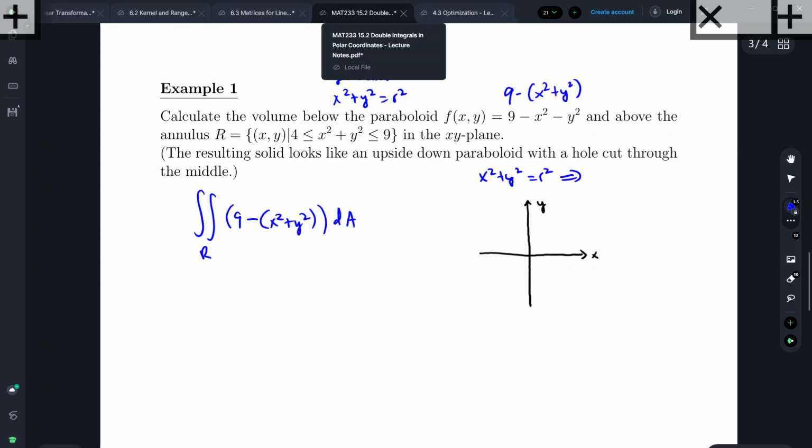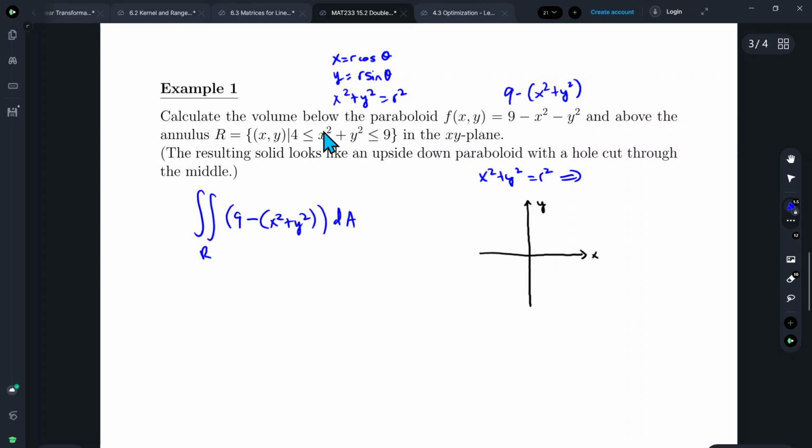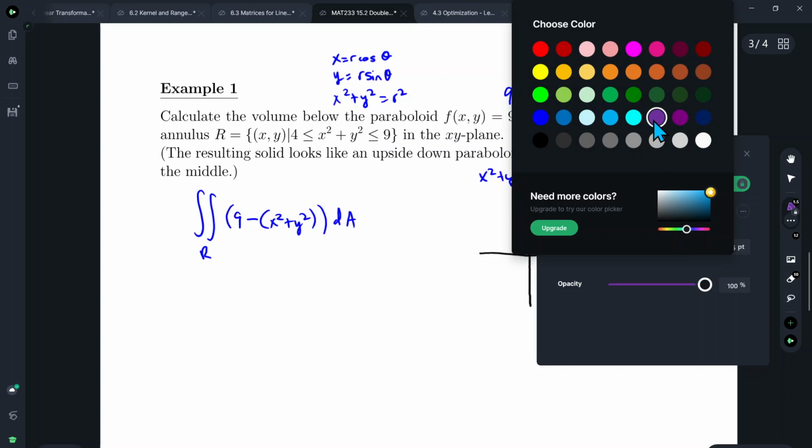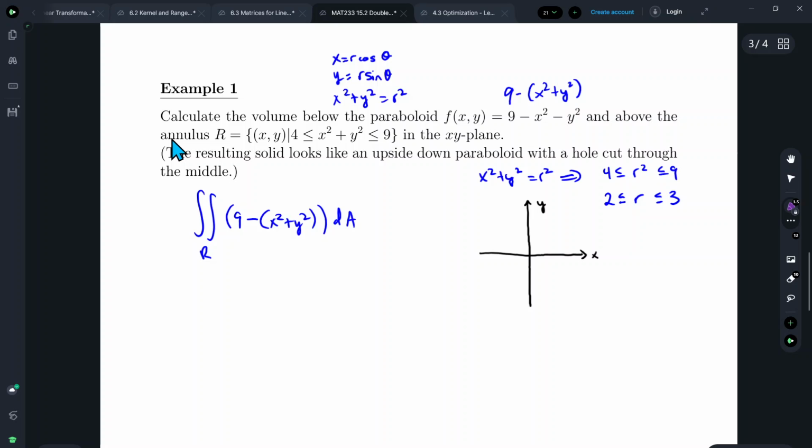So just putting it into the description of the region R, you get r squared is between 4 and 9, and just taking the square root, you get 2 is less than or equal to r is less than or equal to 3. So what this says is that here we have an annulus where the inner radius is 2 and the outer radius is 3. Okay, so this is what our region looks like.